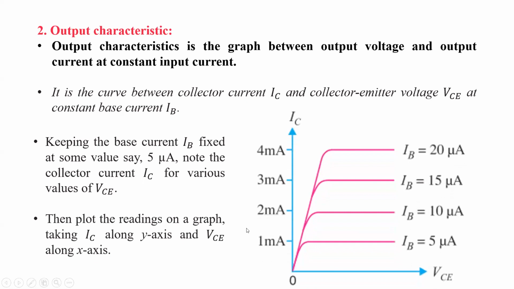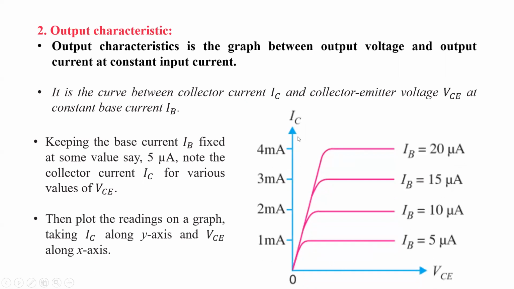Then we can plot the graph of VC versus IC, so that VC is taken along the x-axis and IC is taken along the y-axis. Basically the collector current increases up to 1 volt. Beyond that, the collector current remains constant, because the input current IB will influence the value of IC. So after 1 volt, IC will purely depend on the value of base current.